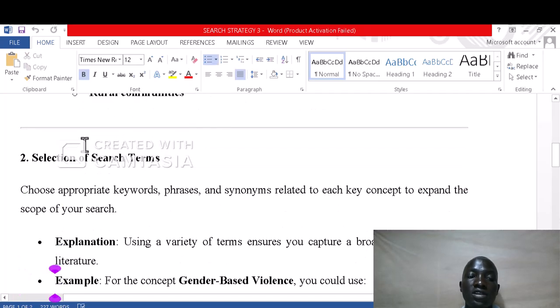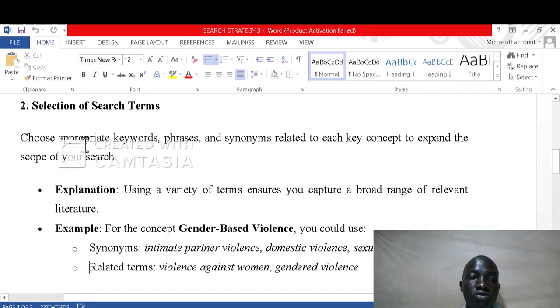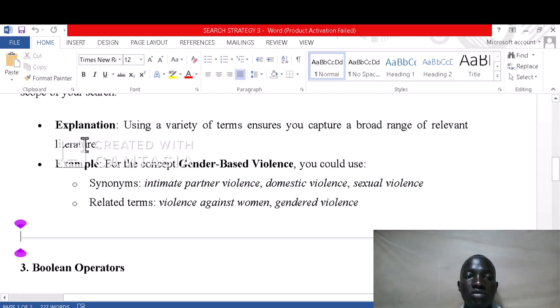After identifying the key concepts, the next thing you need to do is also simple. You need to do the selection of search terms. What kind of terms are you going to use? Using a variety of terms ensures you capture a broad range of relevant literature. It will help you bring in more information, not just narrow it to a few areas, but capture relevant information from relevant literature.